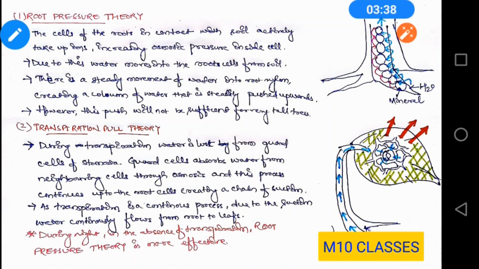Now what happens in the root pressure theory? The cells of the roots in contact with the soil actively take up ions, increasing osmotic pressure inside the cell. The soil contains water and minerals. The root cells actively take up ions into the cells. When they take up the ions, the osmotic pressure of the cell increases and gradually the water flows into the cell.